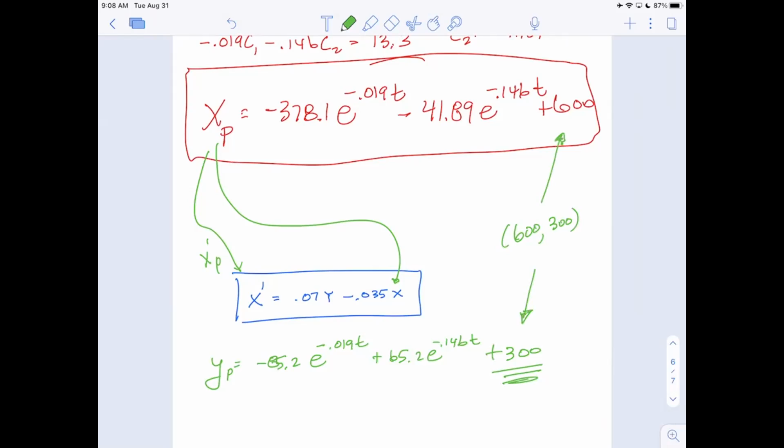And that's why it was critical, because basically if I had told you X of 0 equals 600 and Y of 0 equals 300, you wouldn't have noticed it when you started this problem. But the interesting thing is it would have already been in equilibrium right when you started. So it's like you would have turned the tank on and nothing would have changed. Isn't that kind of interesting?